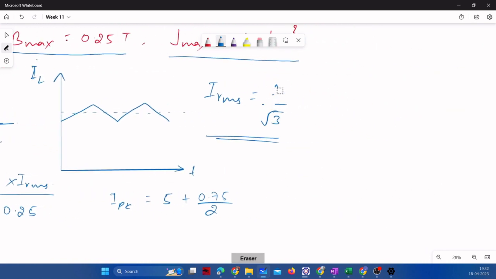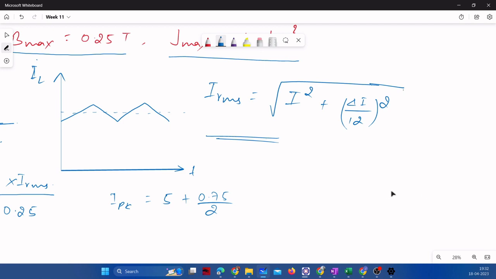We derived this in the last class, or in one of the previous sessions. So that is good: I square plus del I square by 12. I hope everyone is aware of this value of RMS of a triangular waveform. If there are any doubts about it, we can clear it. Otherwise, we will be happy to move ahead.